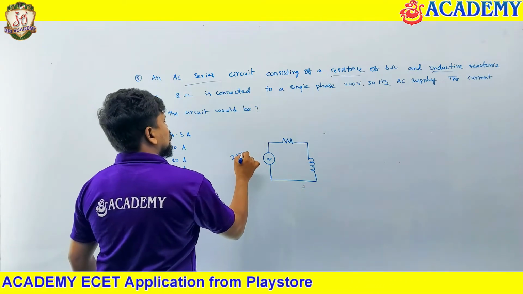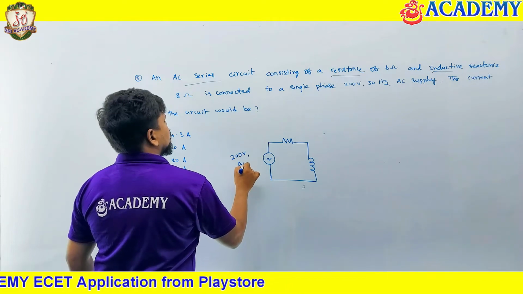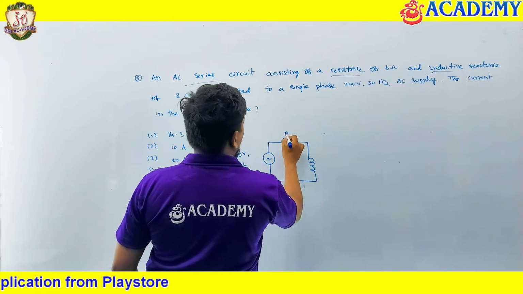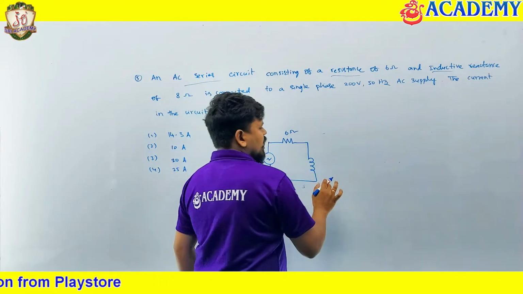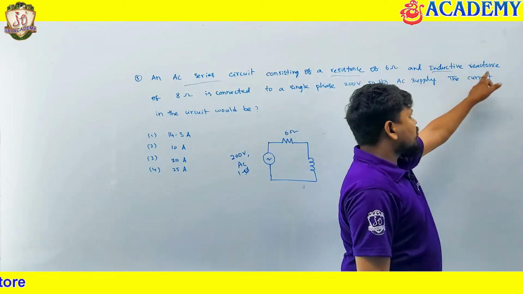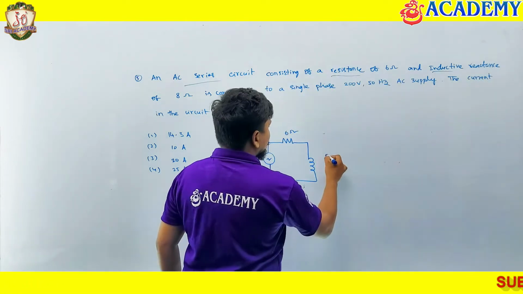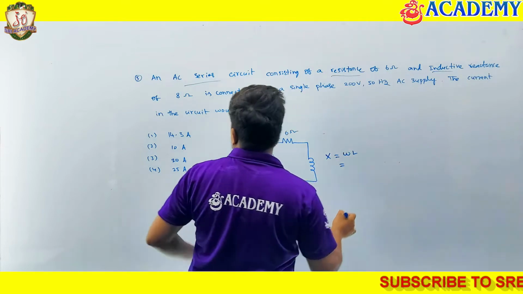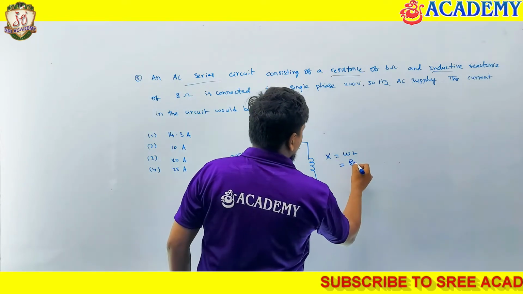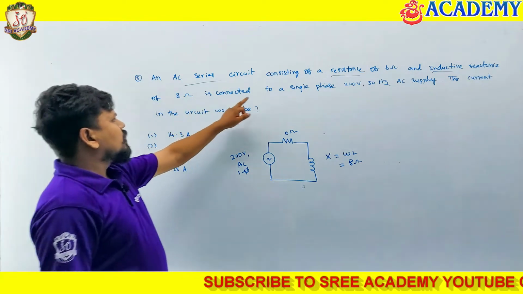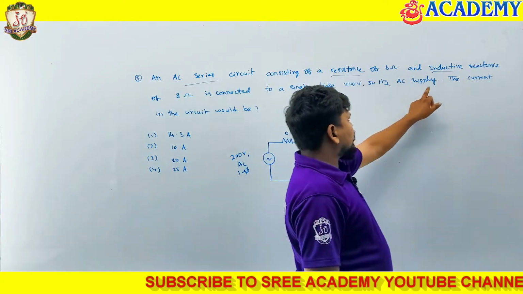So this is a 200 volt AC single phase supply, they have mentioned like this, okay. So the resistance value is 6 ohms and the inductance value, the L value, they have not given, okay. Just see, they have mentioned inductive reactance, that means inductive reactance X is equal to omega L, and they have given it as 8 ohms, okay. So 8 ohms they have given. Understood, right? Now what they are asking, to a single phase supply they have connected it, okay.